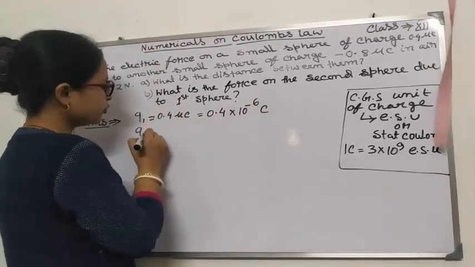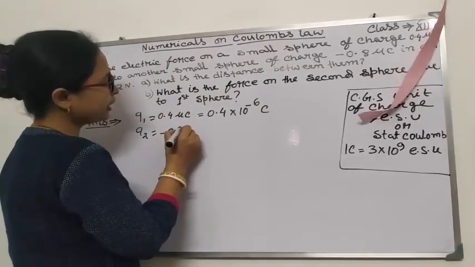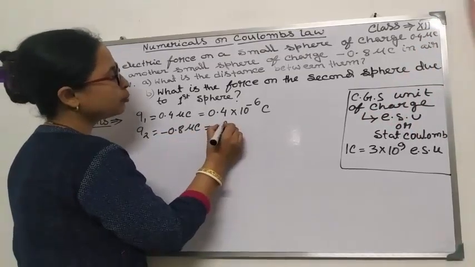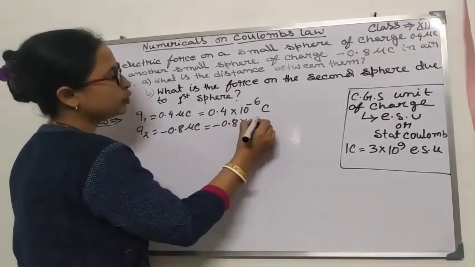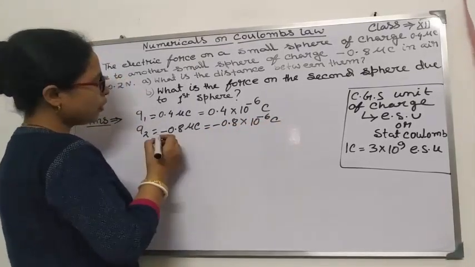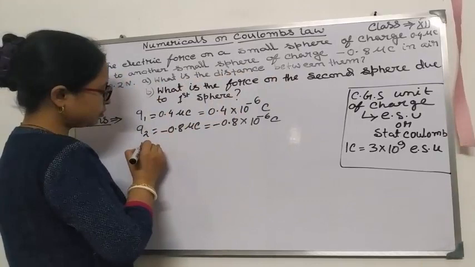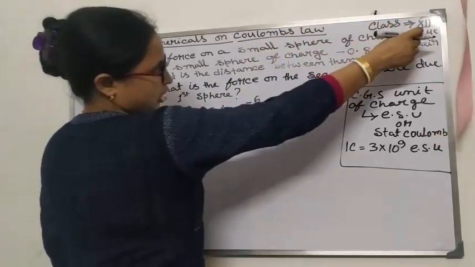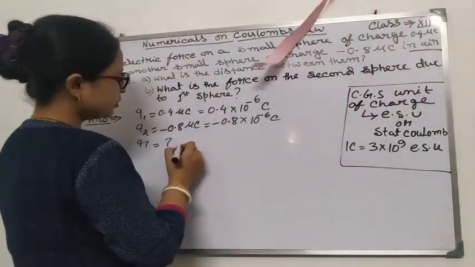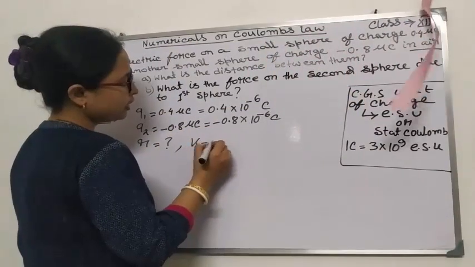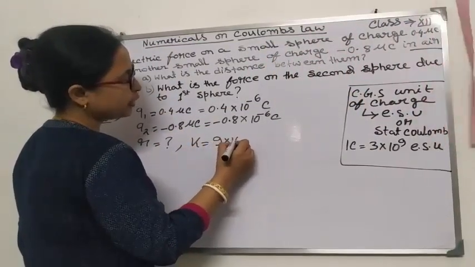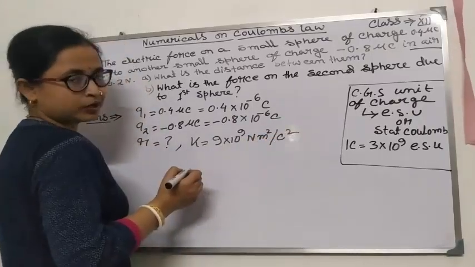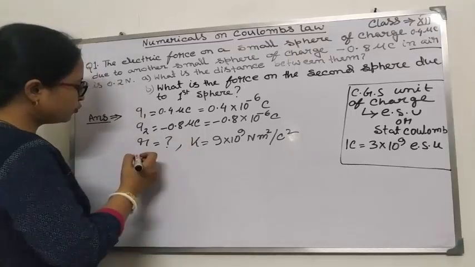Now, Q2 is equal to minus 0.8 microcoulomb. That means it will be minus 0.8 into 10 to the power minus 6 coulomb. You have to find the distance between them, that means R you have to find. Clear? Now, as the two charges are placed in air, what is the value of Coulomb constant K? The value of Coulomb constant is 9 into 10 to the power 9 Newton meter square per coulomb square. Clear?